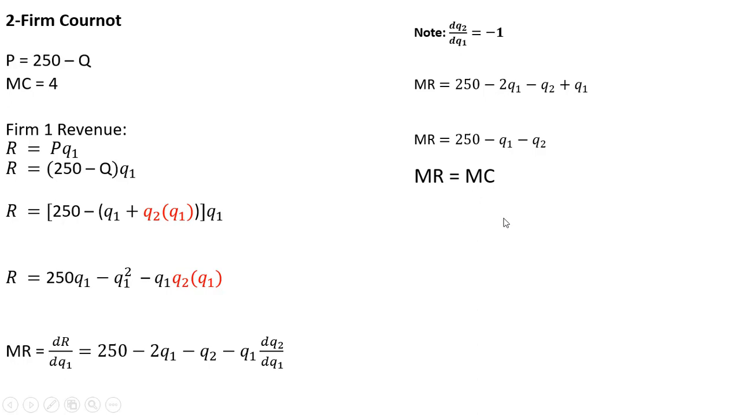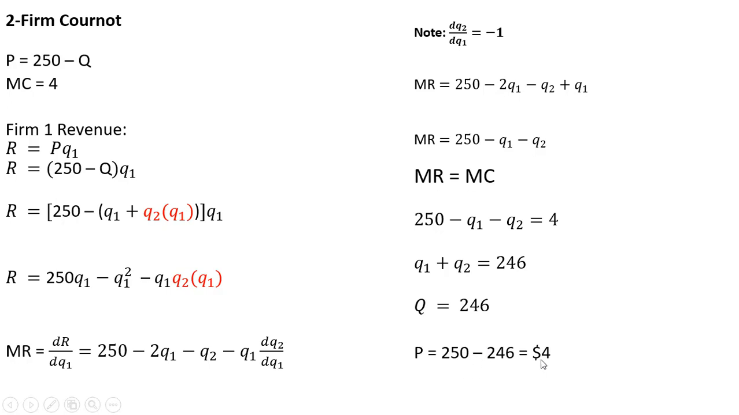Setting marginal revenue equal to marginal cost and simplifying, the total industry output, the output of firm 1 plus firm 2, will equal 246 units. Plugging this 246 back into the inverse demand, we see that the price equals $4. This is a competitive outcome. Notice this price of $4 equals marginal cost. So price equals marginal cost, we get the competitive outcome.